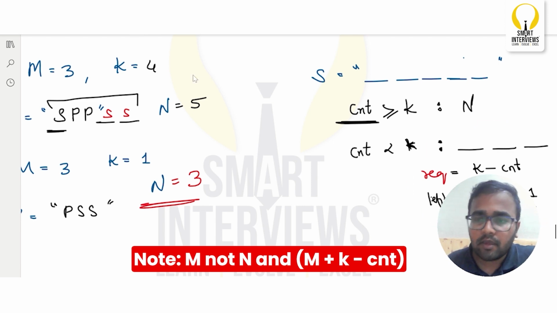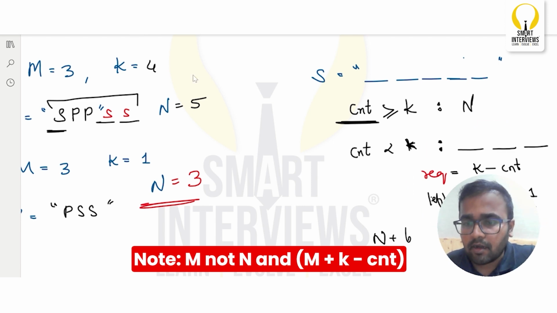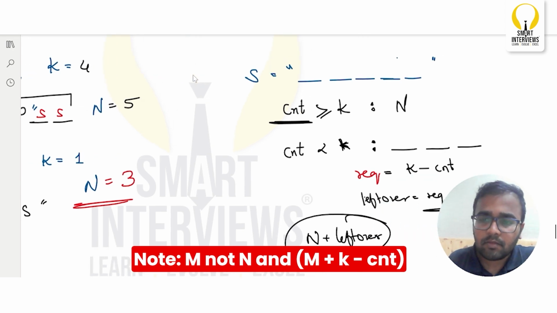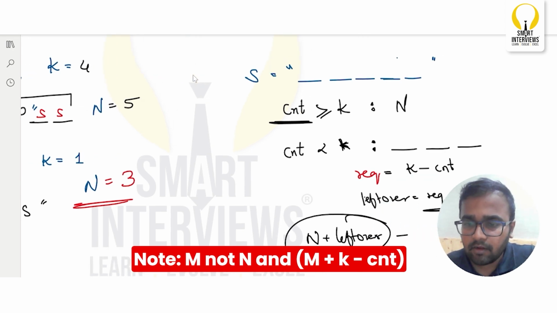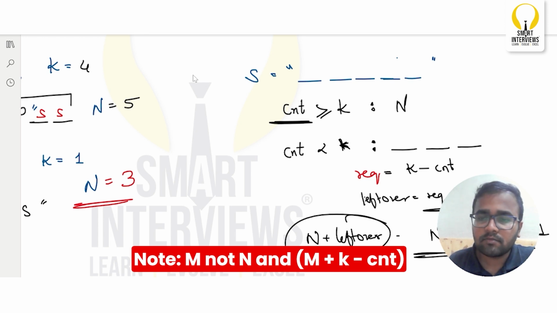Now for this case, what is the total number of rings? It is n plus leftover rings. If you want to simplify it better, we simply write it as n plus k minus count minus 1. So this is the answer.